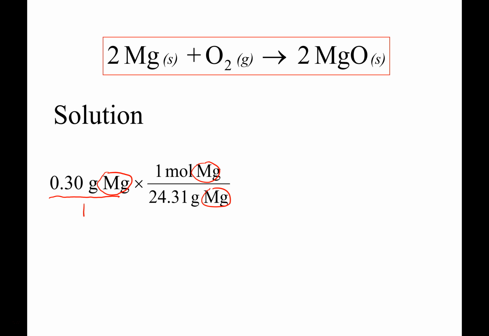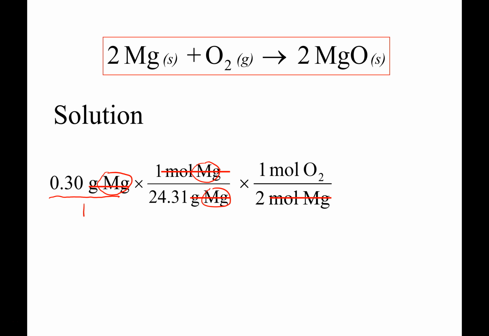Now I can use that stoichiometric ratio. I want moles of magnesium to cancel and moles of O2 in the top, so I go up to the balanced equation and grab the coefficients. The stoichiometric ratio looks like this: 1 mole of O2, and the 1 came from the 1 in front of the O2, over 2 moles of magnesium, and 2 came from the coefficient of magnesium. At that point, moles of magnesium cancel, and we're left with units of moles of O2, and we're almost done.